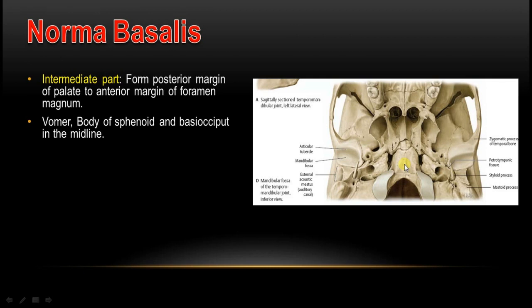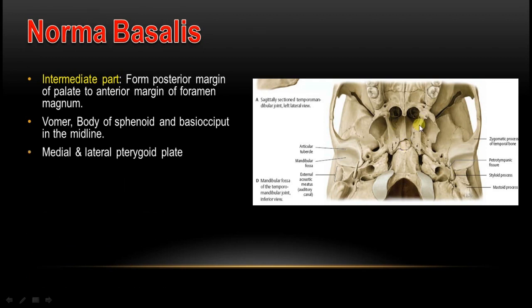The basi-occiput here also shows a tubercle in the midline. This tubercle is called the pharyngeal tubercle, to which the uppermost part of the pharyngeal constrictor muscle, the superior constrictor, will attach, and the pharyngobasilar fascia will also get attached to the pharyngeal tubercle. This is the vomer, which is splitting to form the ala of the vomer, which will receive the rostrum of the sphenoid bone. So you are able to see the under surface of the sphenoid bone.